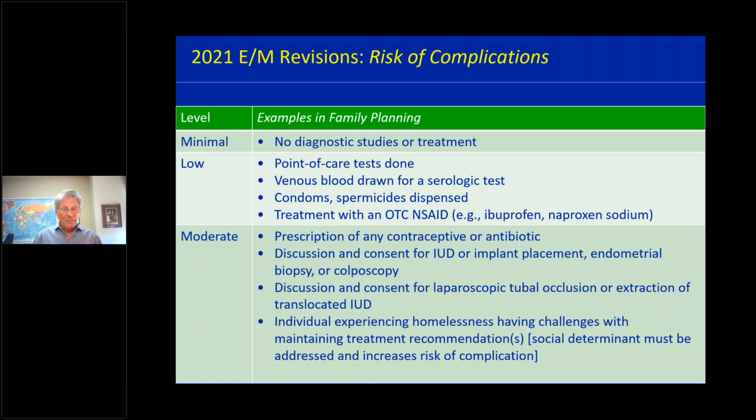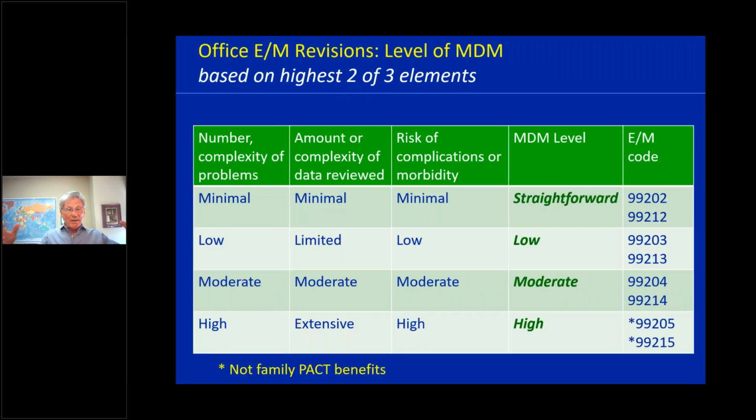Next. Okay, now you've done your calculations about, in the first column, the number of problems. In the second column is the amount or complexity of data that had to be reviewed. The third is the risk of complications or morbidity. So what you do is you score in each column, and you can take the highest 2 out of 3.